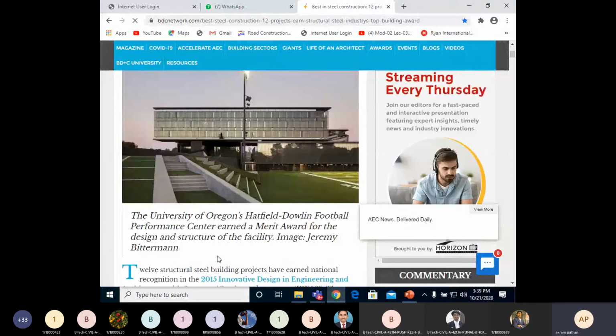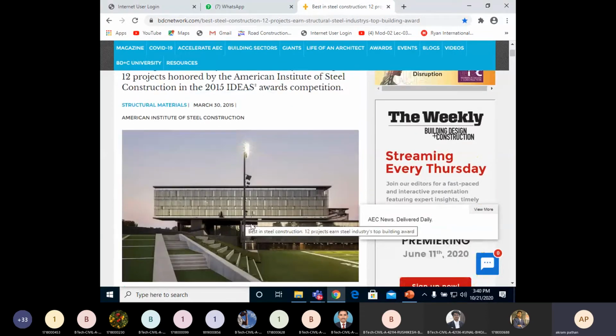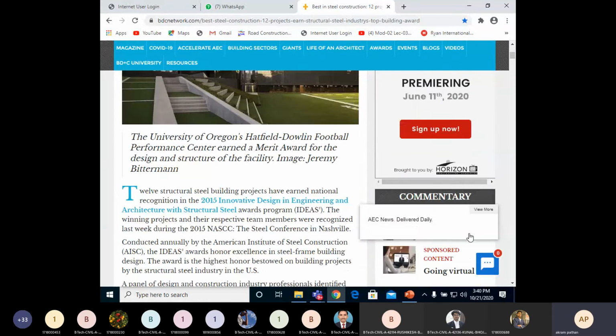That is the University of Oregon, Hatfield, Dublin. This is a football performance center. It earned a merit award for the design and the structure of the facility, Jeremy Wetterman. So this is a football stadium, which is constructed with the American Institute of Steel Construction.